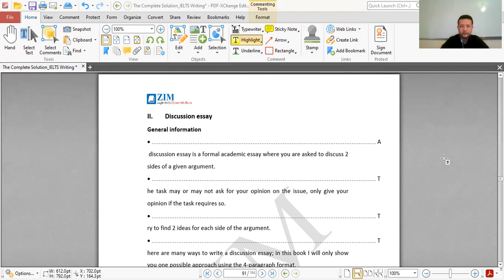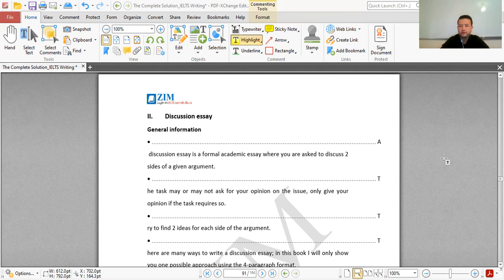The discussion essay is a formal academic essay where you are asked to discuss two sides of the given argument, and the task may or may not ask for your own opinion on the topic. You only give your own opinion when the task requires it. For example, there are two kinds of tasks you may be given. For example, "discuss both sides." Here, you are not asked about your opinion, so don't give your own opinion. But with another task, "discuss both sides and give your own opinion," you can see the task requires your own opinion, so you should give your opinion.